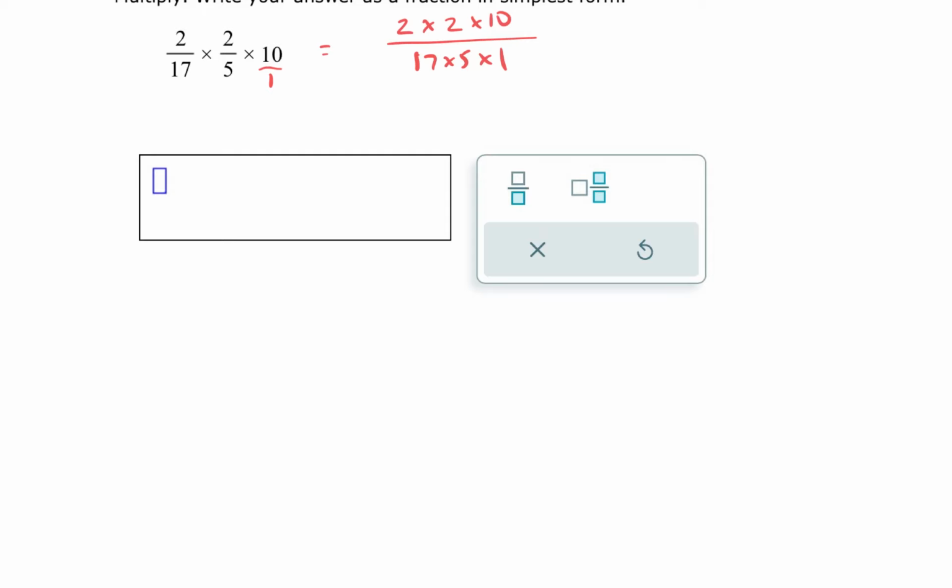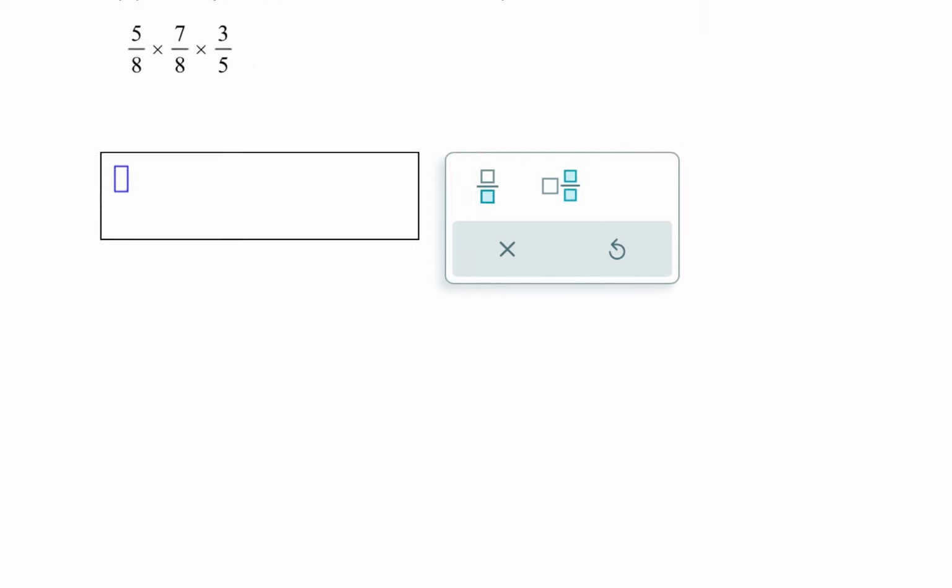The 5 and the 10 right here both share a common factor of 5. So if I pull that out, I have a 1 here and a 2 here. And now I have 2 times 2 times 2 over 17 times 1 times 1. Makes that much easier. 2 times 2 is 4, and then times 2 again is 8. And then, of course, 17 times 1 twice is 17. And that is already our simplest form, so our answer is 8/17.